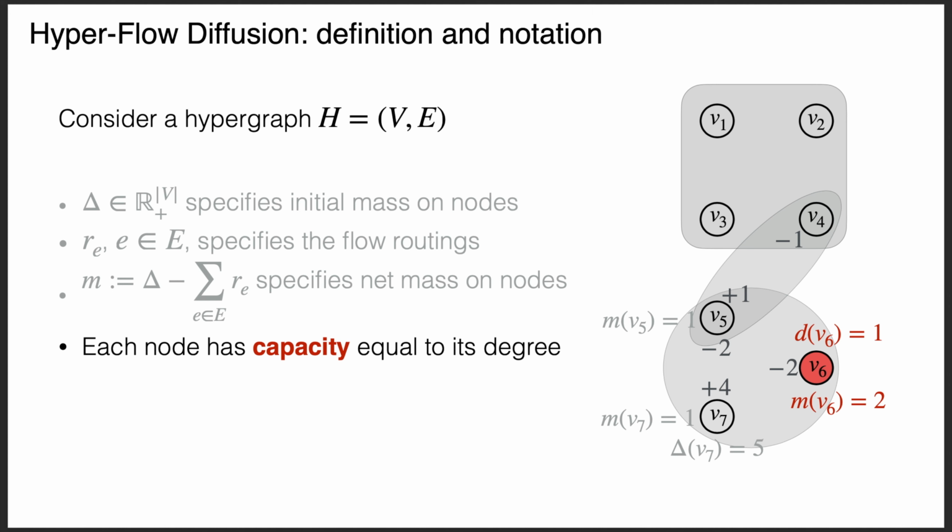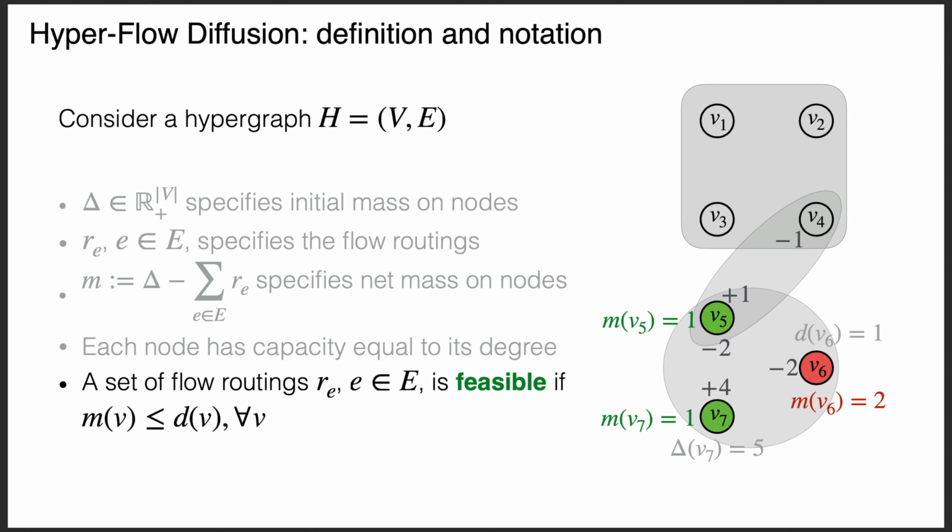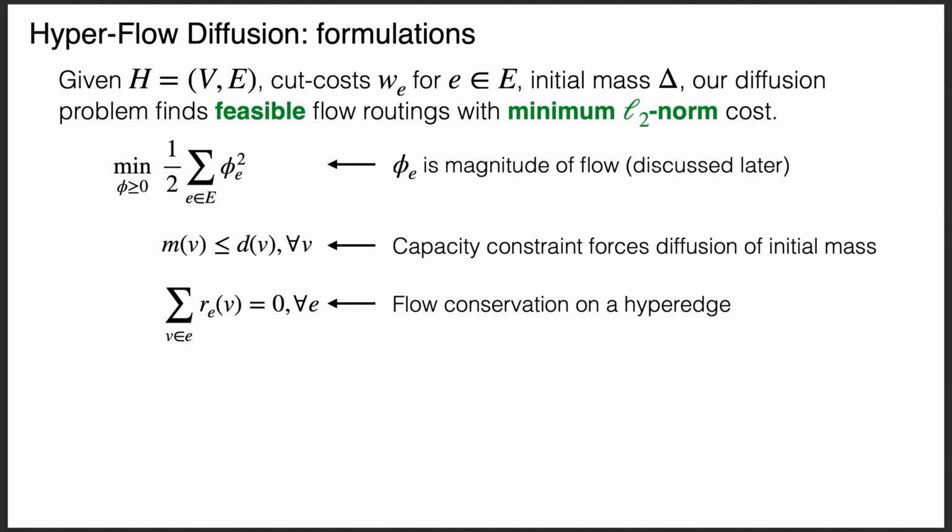And this leads to the notion of feasible flow routings. A set of flow routings are called feasible if the net mass is no more than the degree after routing for each node. Our hyperflow diffusion problem basically seeks the feasible flow routings that also have the minimum L2 norm cost. It is formulated as an optimization problem.